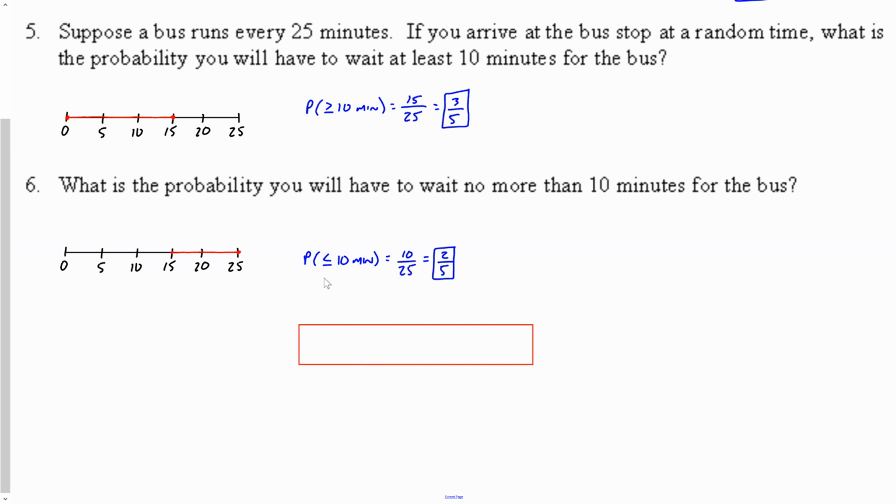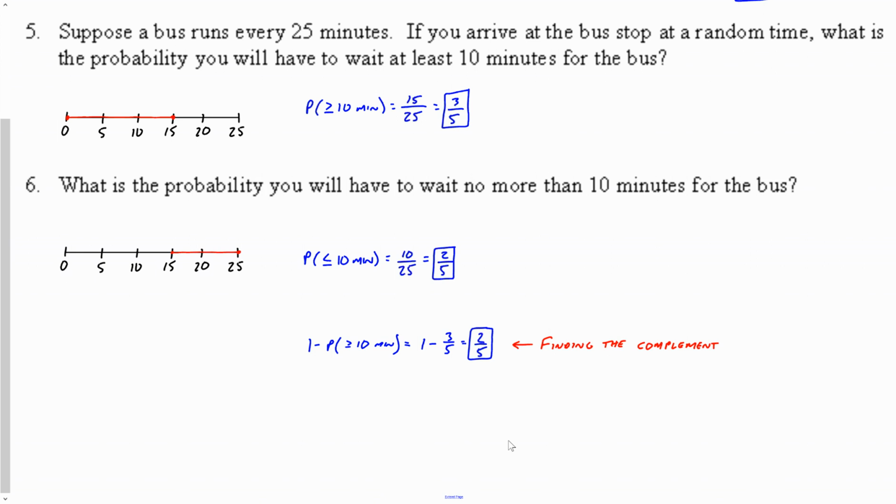Another way we could find this second answer would be to subtract the probability from number 5 from 1. 1 is the largest probability that you could possibly have. It's 100%. Something's going to happen 100% of the time. That's as big as it can get. We would be able to take that 1 and subtract the probability of waiting at least 10 minutes, and that would give us the probability of waiting no more than 10 minutes. Again, since these are the only two possibilities in this case, we're able to do that, and that's what's called finding the complement. That is a term that is used with probability in math.